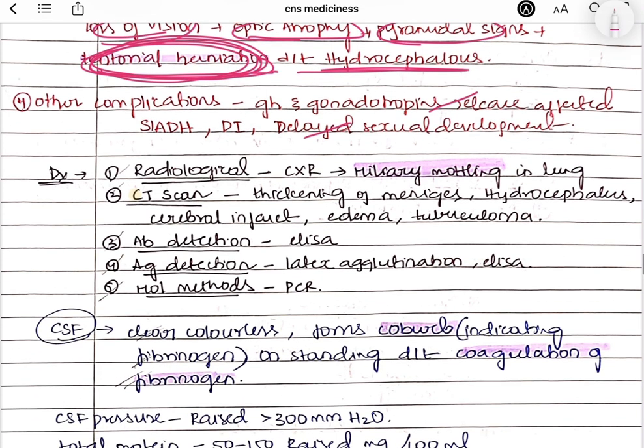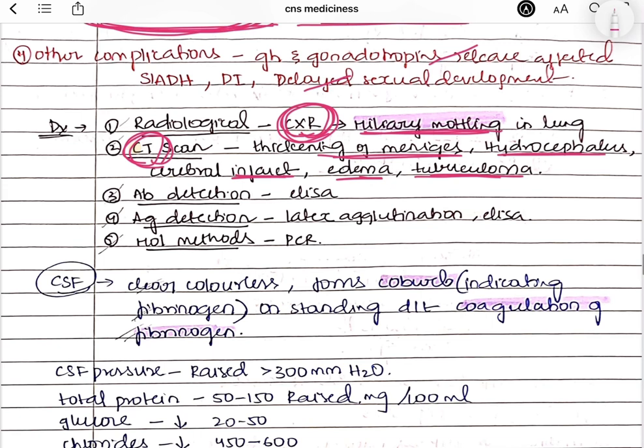So for diagnosis, first you do a chest X-ray, then a CT scan. In the chest X-ray you can see miliary mottling, and in the CT scan you can see Rich focus, thickening of meninges, hydrocephalus, tuberculoma, edema, infarction and inflammation. Just write whatever we learned in the pathogenesis here. Then antibody detection by ELISA, antigen detection by latex agglutination, and molecular methods by PCR.